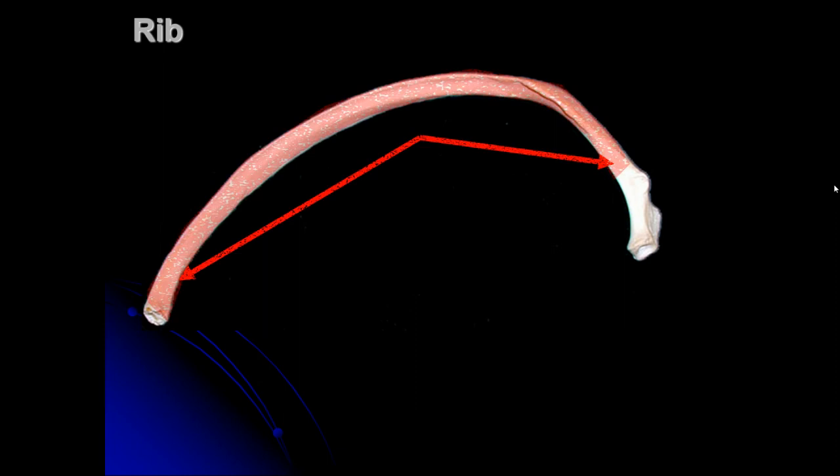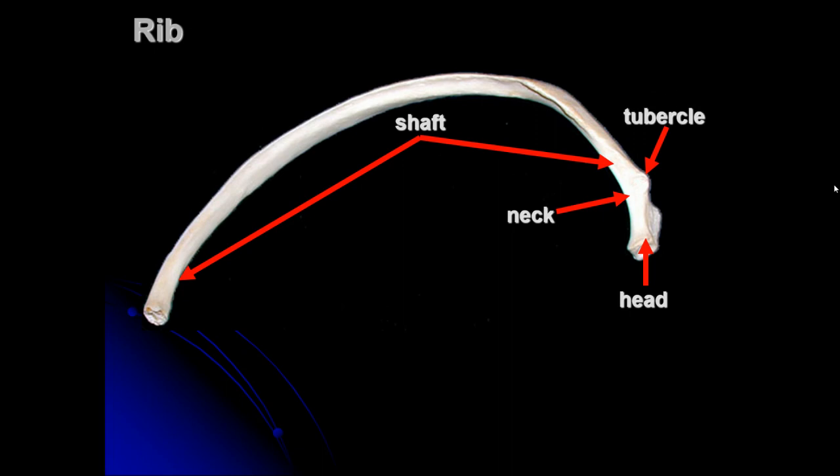So if we look at the rib, the whole long flat part is called the shaft. If you look at the end where it attaches to the vertebra, we have a bump, which is called a tubercle. We have a neck, and we have a head, all right there together. The head and the tubercle are what attach to the vertebrae. The head attaches to the body of the vertebra, and the tubercle attaches to the transverse process.